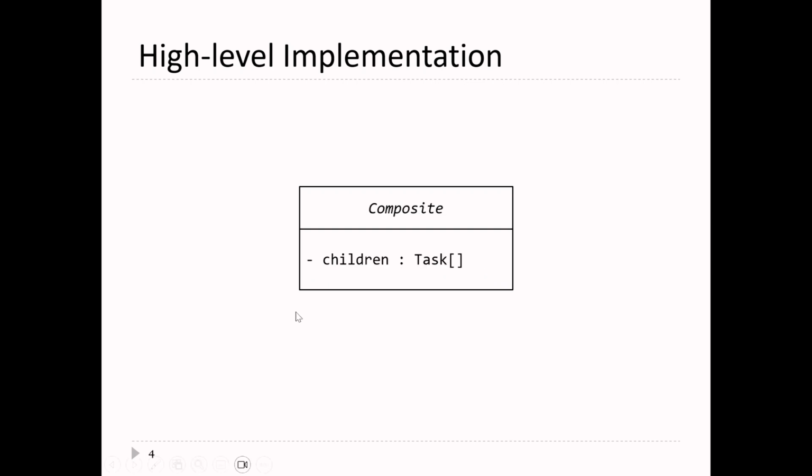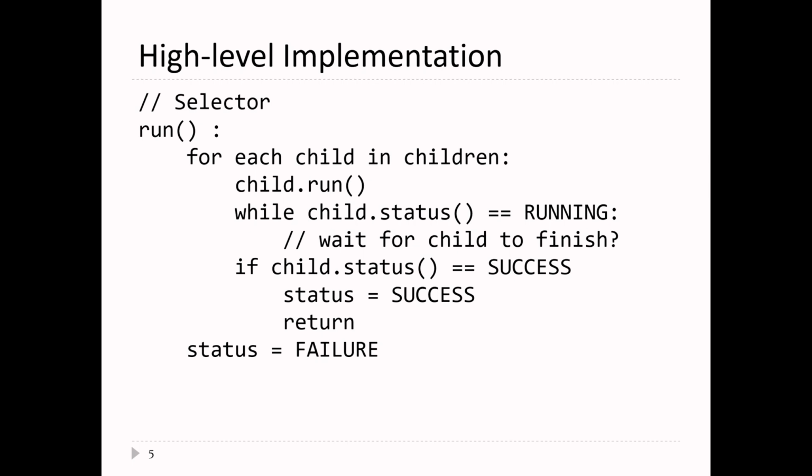All right, so what does composite look like? Remember, a composite manages a bunch of child tasks. So inside a composite, there's going to be a list or an array or some set of children. Here I'm just using an array because that's the easiest thing to write, but you could use some other collection here. So every composite has a bunch of child tasks. And selector, you can actually go and implement. This is just pseudocode, some made up language. It kind of looks like Java, kind of looks like something else. So remember what a selector does.